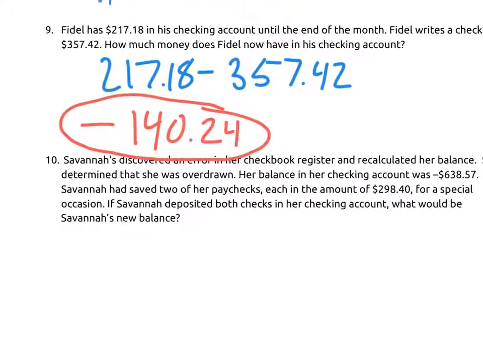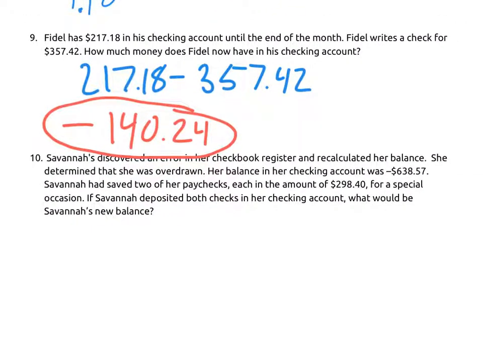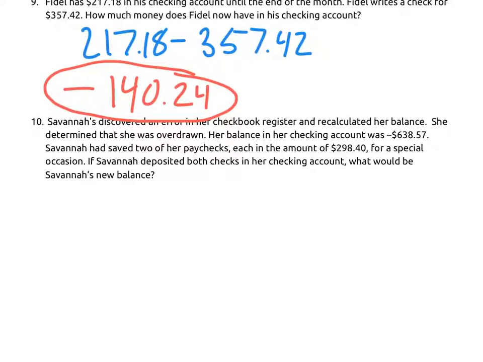Alright, finally number 10. So Savannah discovered an error in her checkbook register and recalculated her balance. She determined that she was overdrawn. Her balance in her checking account was negative $638.57. Savannah has saved 2 of her paychecks. That's important. Each in the amount of $298.40 for a special occasion. If Savannah deposits both checks in her checking account, what would be Savannah's new balance?